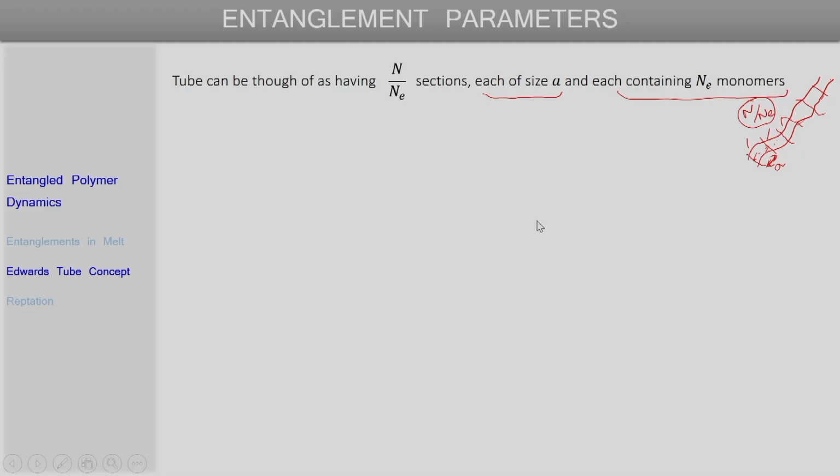or equivalently we can also write its dimension to correspond to the fact that it consists of N over Ne different entanglement strands, and each entanglement strand has a length a. We can also think of our entire polymer chain as being a random walk or a freely jointed chain consisting of segments having length a and a total of N over Ne such entanglement strands present along the polymer chain. If we use both these considerations, then the polymer chain dimension, let us say R, can be represented in two different ways, either by this or by this. So, the second one is just a representation where we are considering the polymer to be an equivalent freely jointed chain having Kuhn length b and number of Kuhn monomers N.